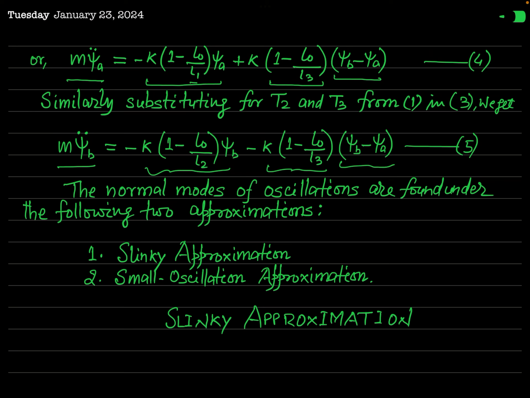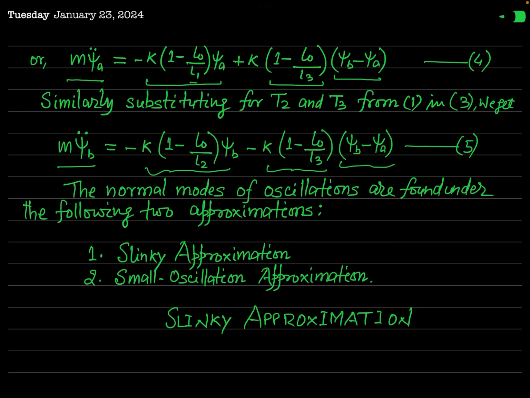So these are the equations of motion of the two moving parts of our system. Actually in this case, the normal modes of oscillations are obtained under two approximations. Solving these equations 4 and 5 under two approximations, we get the normal modes of oscillations, or the frequencies of the normal modes of oscillations.